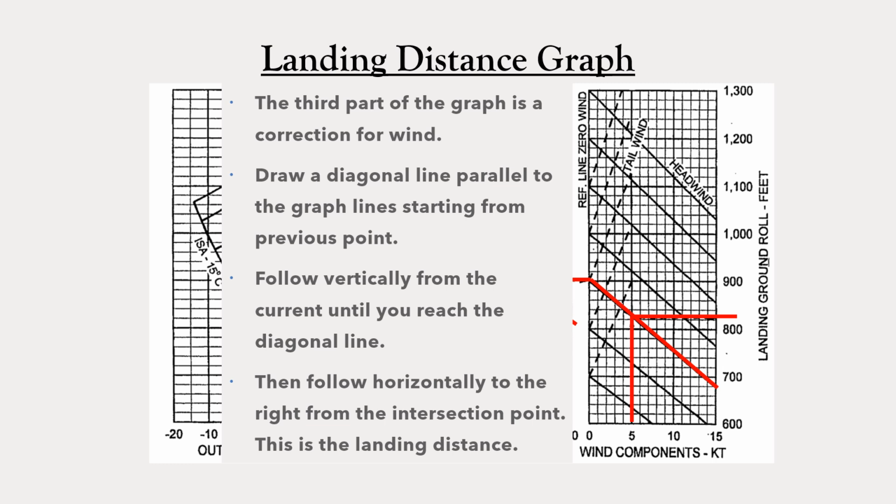So in this case, it looks like our landing distance would be about 825 feet. There will be another chart that'll allow you to calculate your landing ground roll over a 50-foot obstacle, and you'll use that number similarly if you have an obstacle in your approach path.